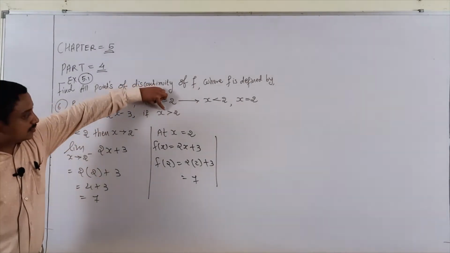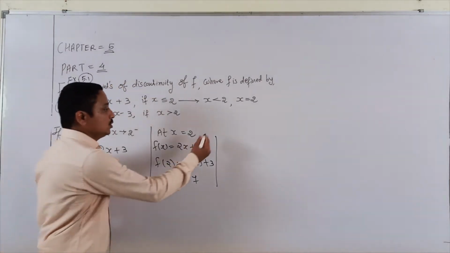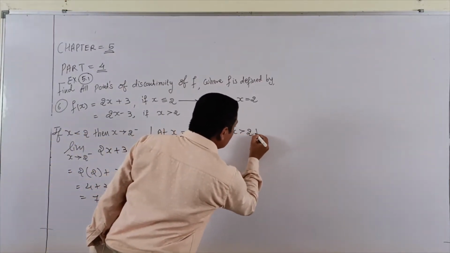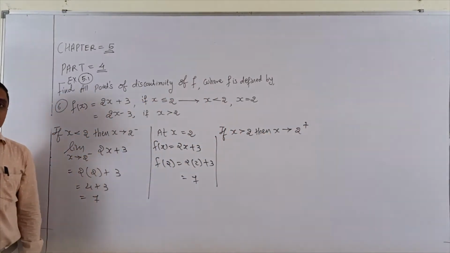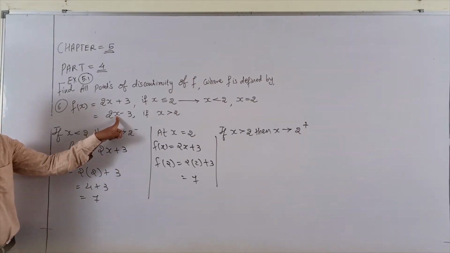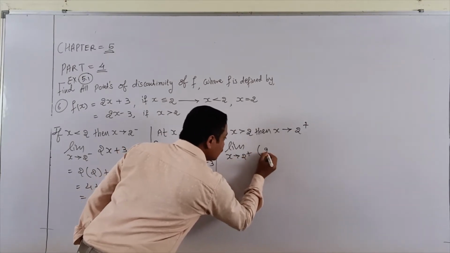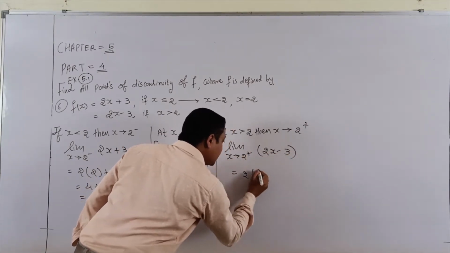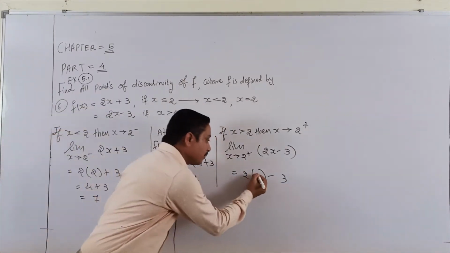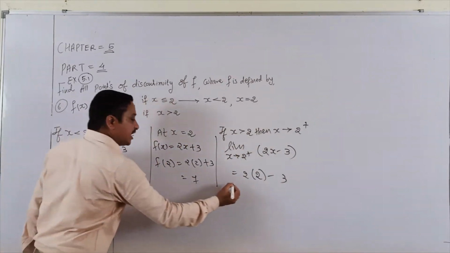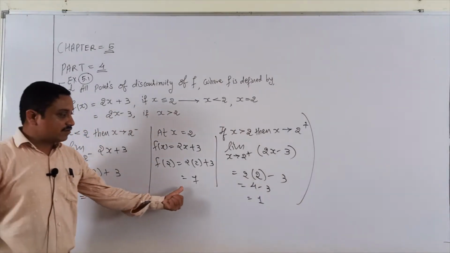Now the third case, the right hand side limit, x more than 2. So if x is more than 2, then x tends to 2 plus, and the function is 2x minus 3. So limit x tends to 2 plus, write the same function and put the value x equal to 2. Apply 2 in place of x and check what your answer is. My answer is 1.